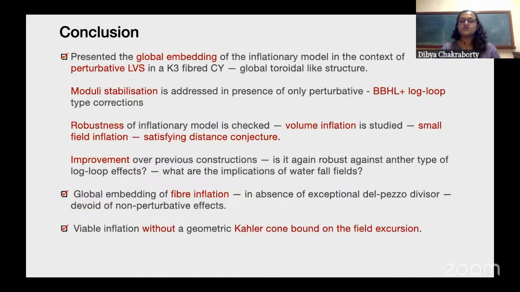So let me conclude. In these two models, we have shown a concrete global embedding of volume inflation constructed from this perturbative LVS, as well as the fiber inflation. The volume inflation is a small field inflation, which is always good to look at because it is in accordance with the swampland distance conjecture. And the second model is a fiber inflation, and again we have shown the global embedding. And not only that, as I just explained, it is good to have this field excursion not being bounded by any condition coming from string theory.